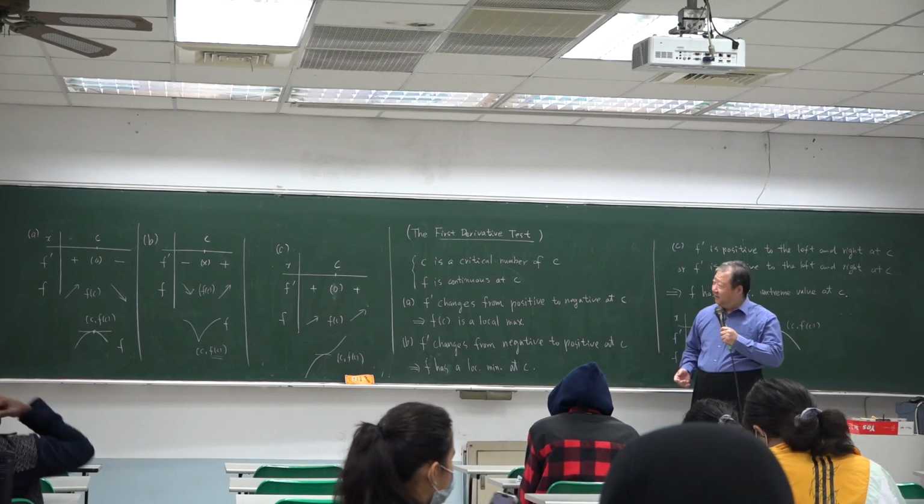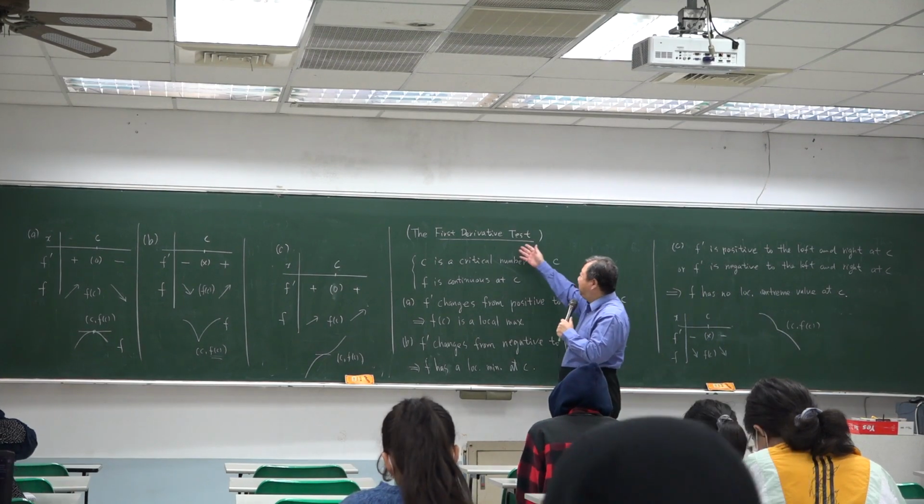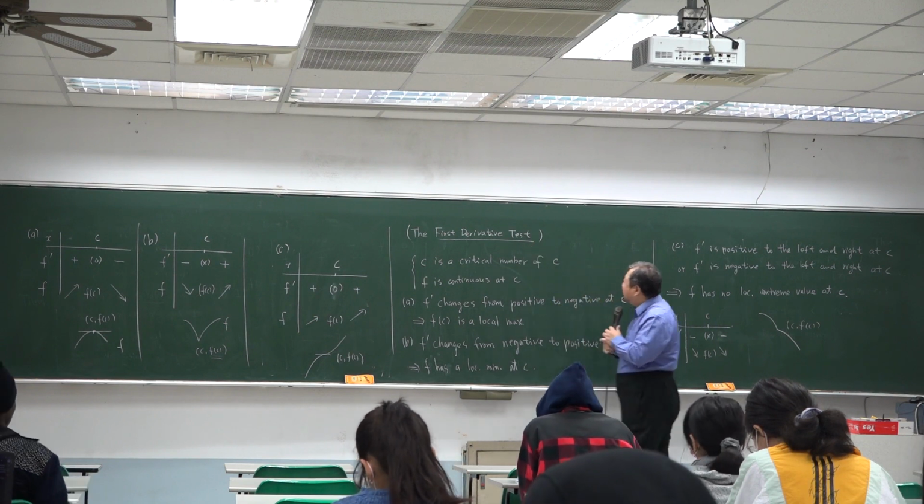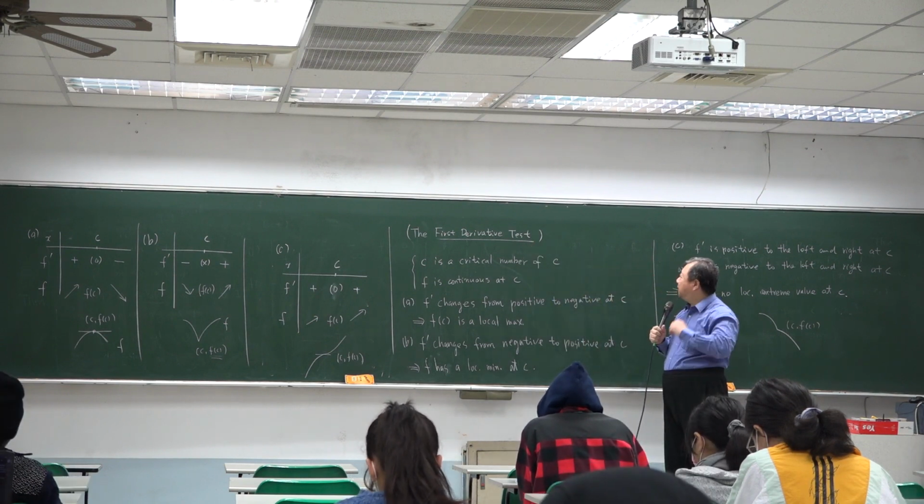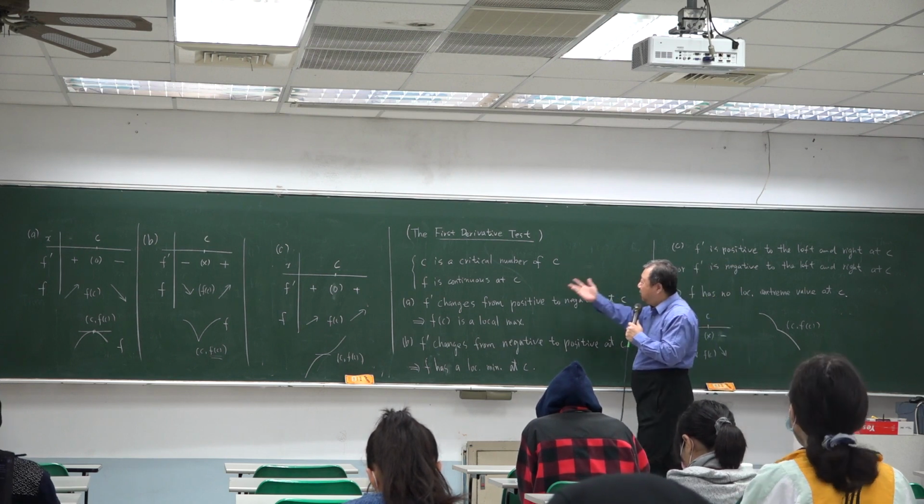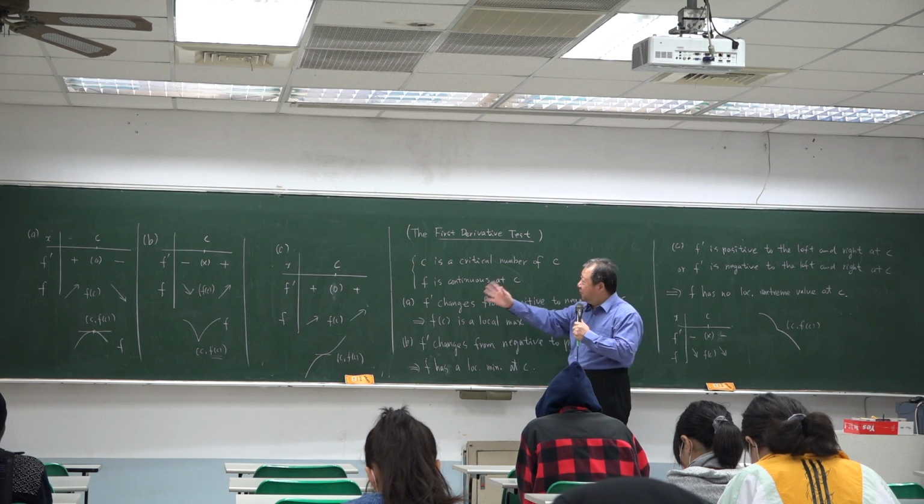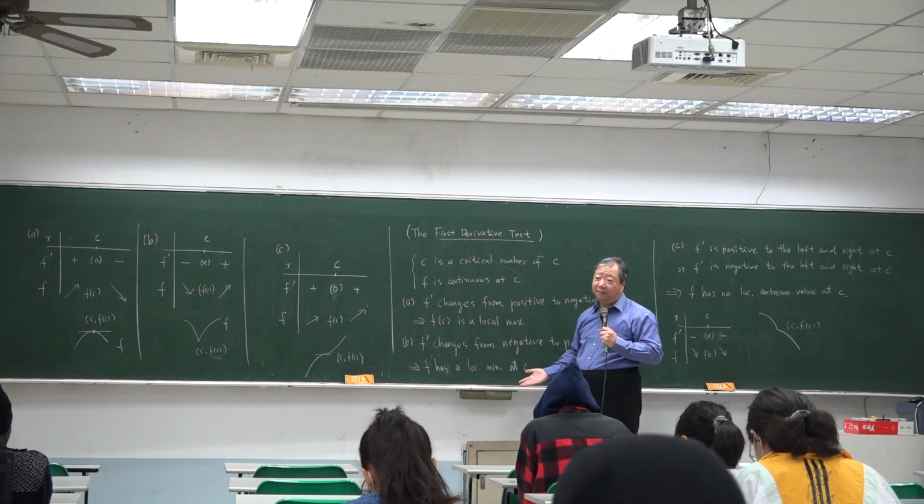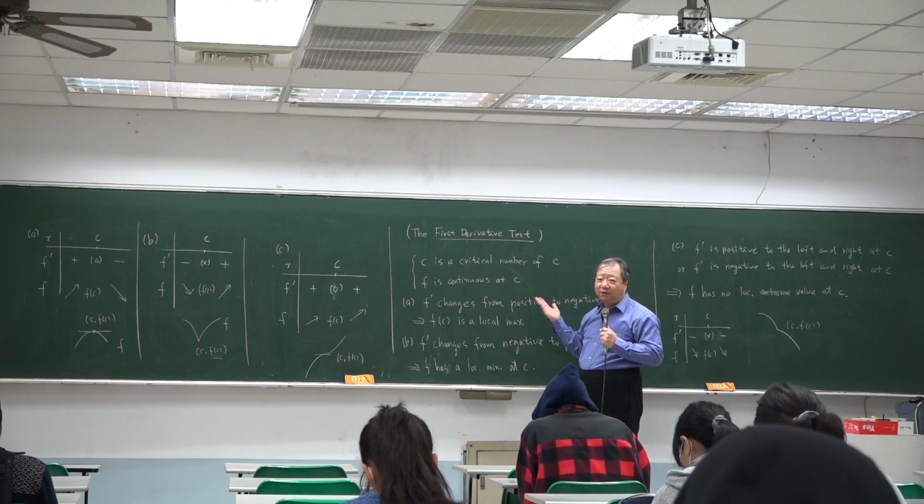Continue our class. The first review test is a test for increasing or decreasing. No, sorry. The increasing, decreasing test is another, previous one. Test for what? For local extreme value. Test for local extreme value.